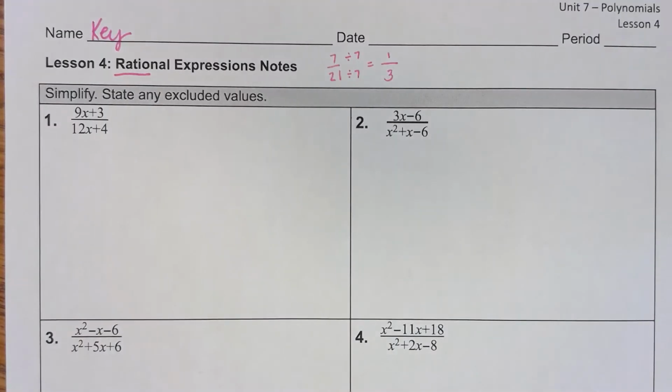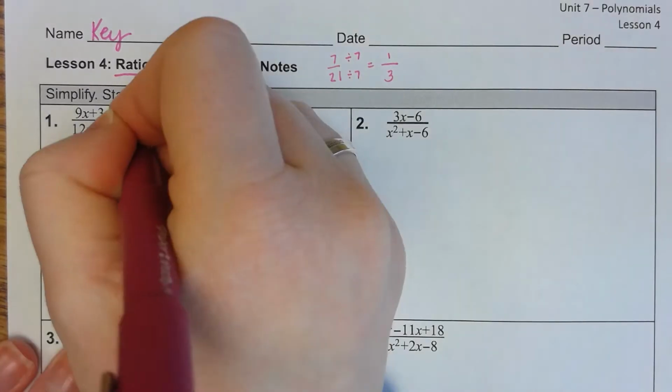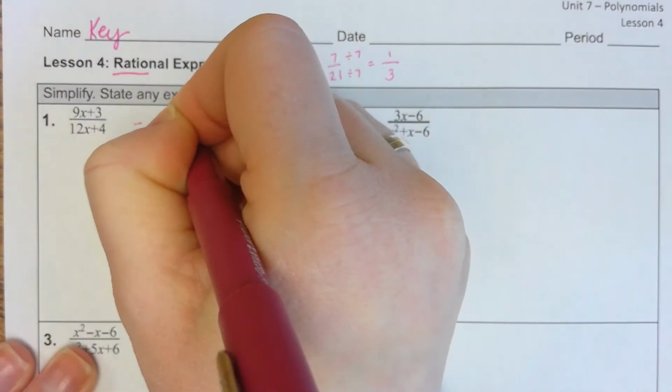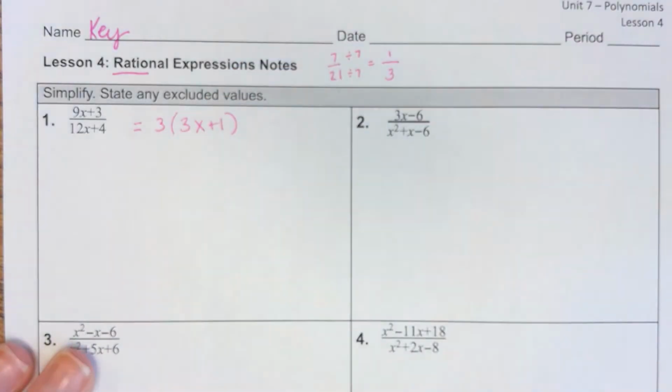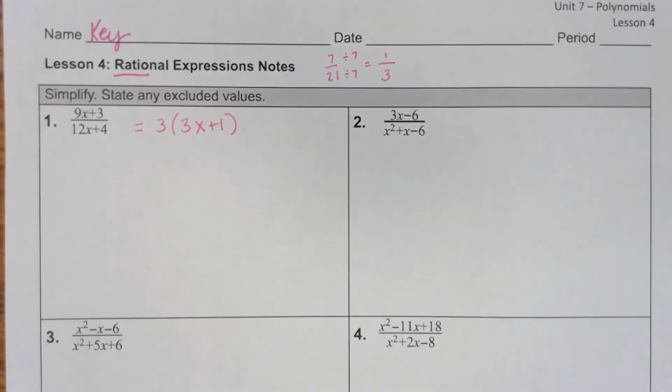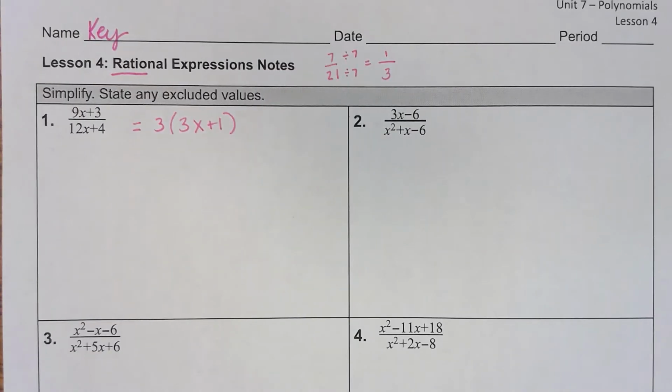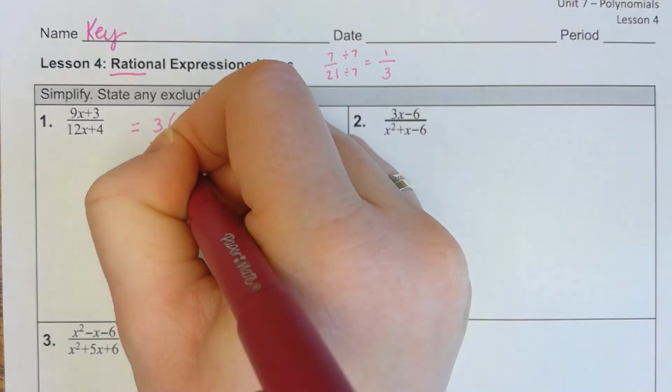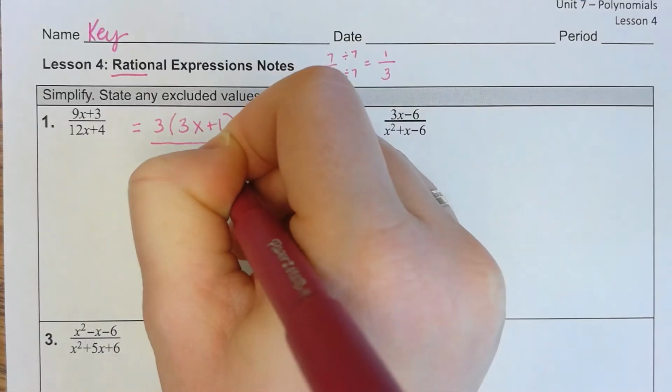We want to do the same thing when we have rational expressions containing polynomials. We want to look for common factors. In order to do that, we're going to need to factor the numerator and the denominator completely. Looking at number 1, where we have 9x plus 3, I see that my GCF there is 3, so I'm going to reverse distribute that. So I have 3 times (3x plus 1). And then in my denominator, sorry, it's a little blurry, I see that I have 12x plus 4, so my GCF there is 4, and I'm left again with 3x plus 1.